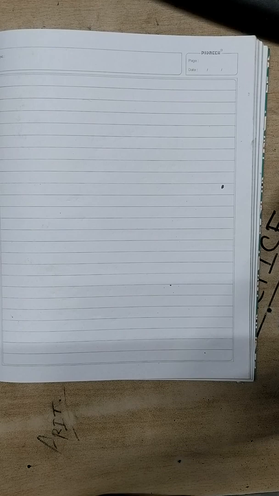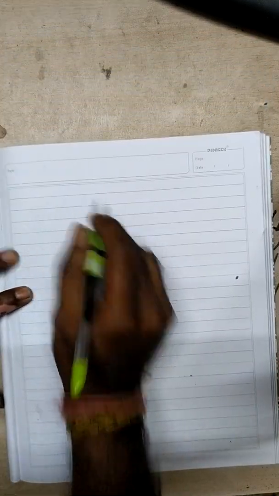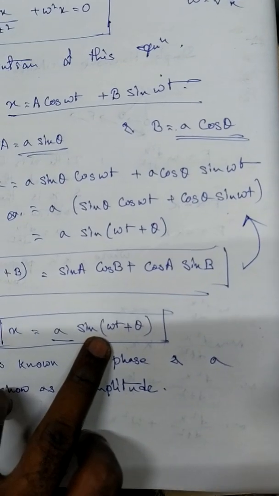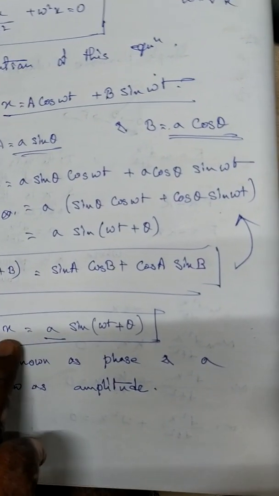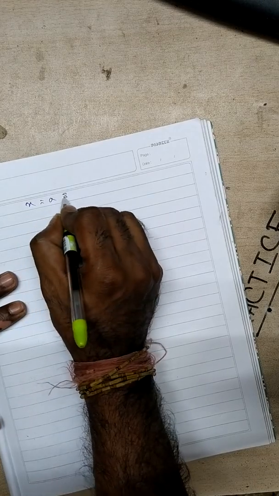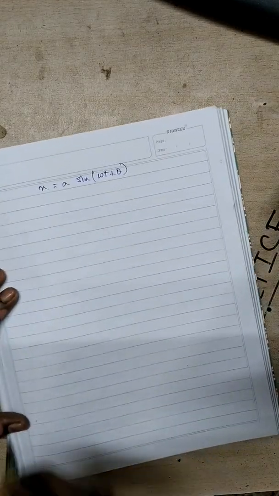So let's start. So we already get the position of that oscillator: x equal to a sin(omega t plus theta).